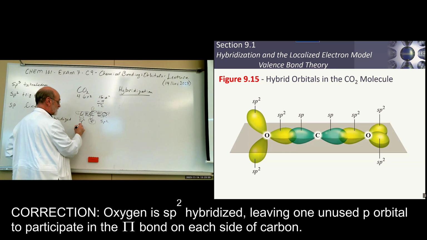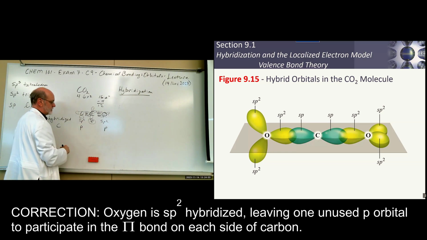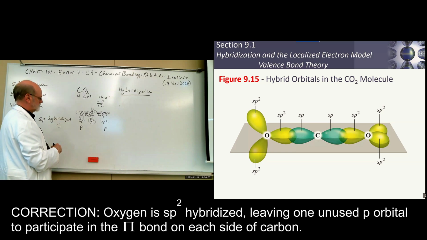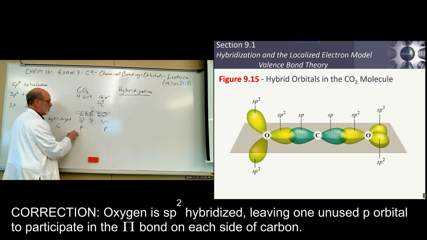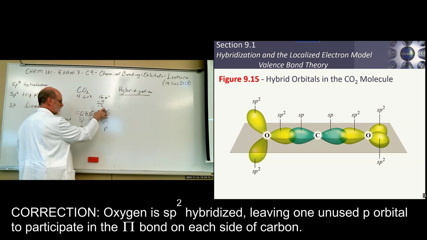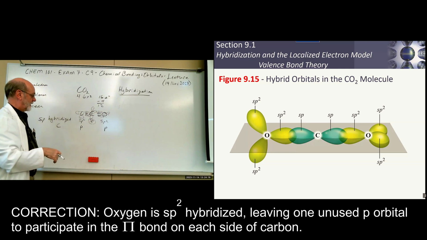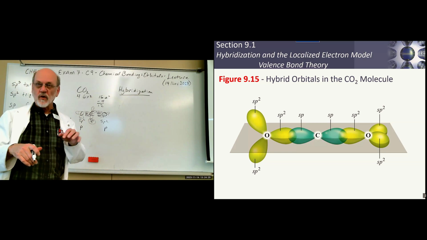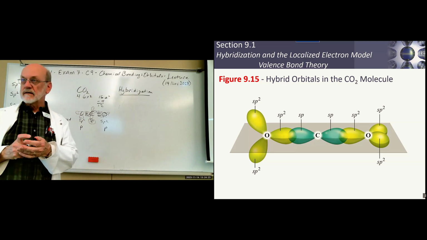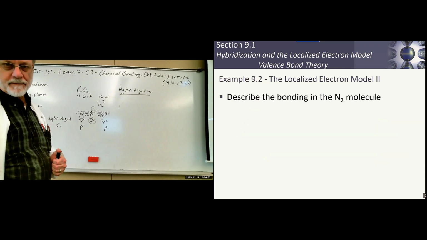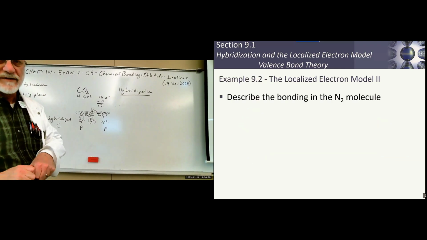Oxygen is sp2 hybridized. That means it has an unused p orbital. That unused p orbital has to be used for bonding with the carbon on this side and bonding with the carbon on that side. And these lone pairs reside in sp2 orbitals that are not used for bonding. They're lone pairs only.